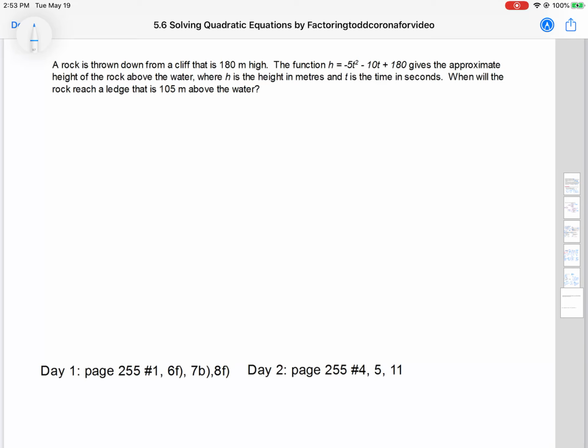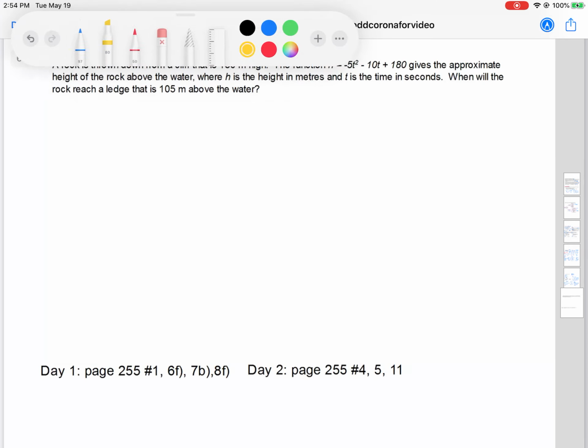Okay, so let's do the first type of word problem here. So it says a rock is thrown down from a cliff that is 180 meters high. The function h equals negative 5t squared minus 10t plus 180 gives the approximate height of the rock above the water, where h is the height in meters and t is the time in seconds. When will the rock reach a ledge that is 105 meters above the water?